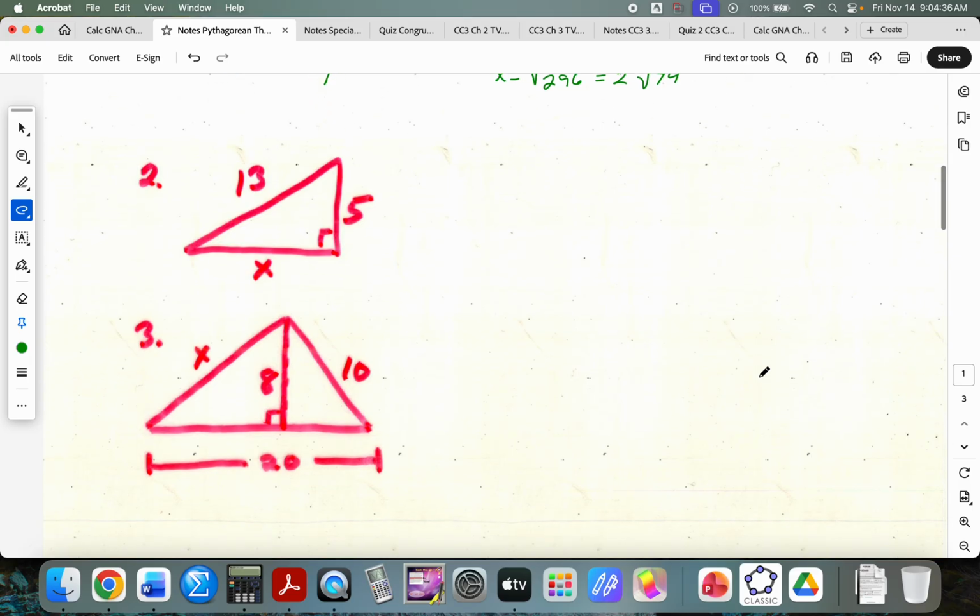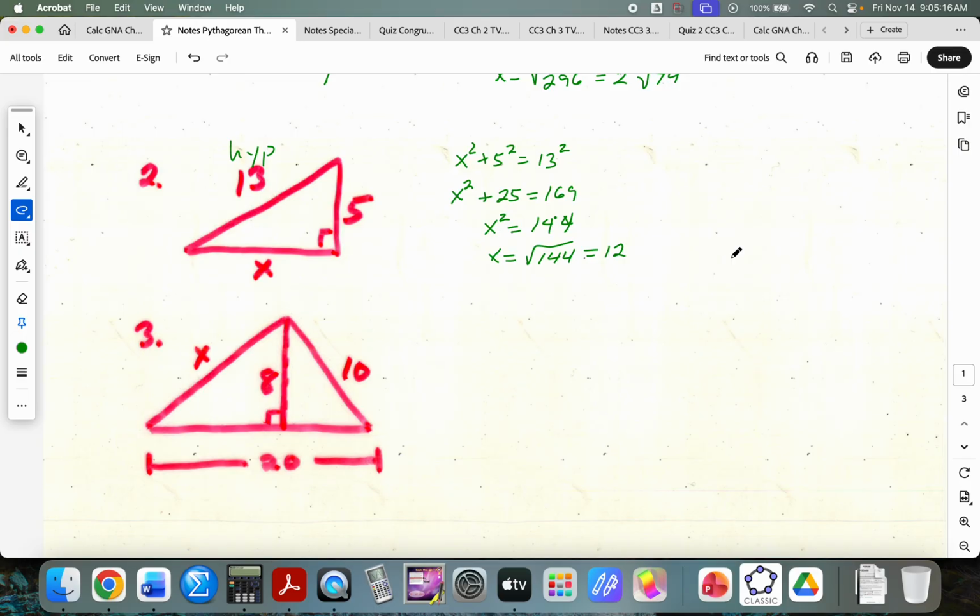All right, for number 2, this time the hypotenuse is given to us, but it's still set up the same. X squared plus 5 squared is equal to 13 squared. That's x squared plus 25. What's 13 squared? 169. Yeah, 169. Subtract, we get x squared is 144. So x is the square root of 144, which is 12.